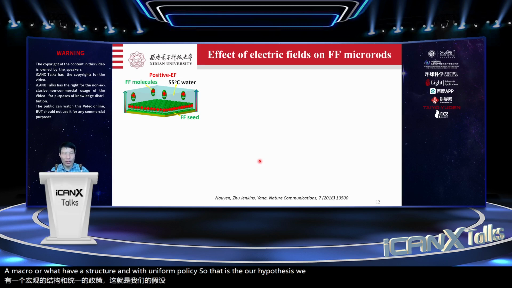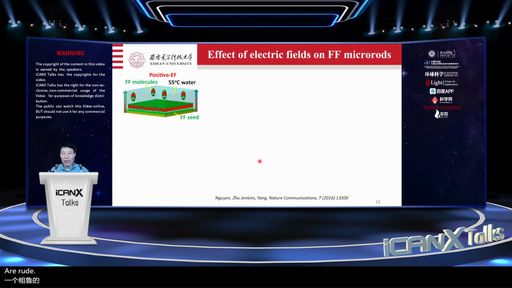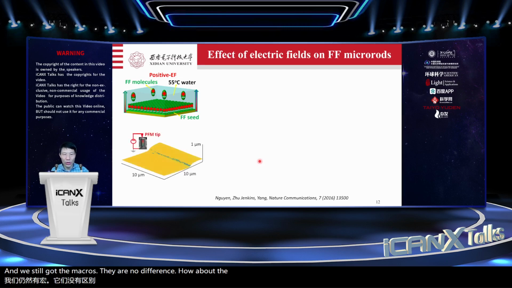We put it to the test and grew the FF microrods with the electric field applied during the process. And we still got the microrods. There is no difference. How about the polarization? Now, when we use PFM to scan the surface, we got only one color.